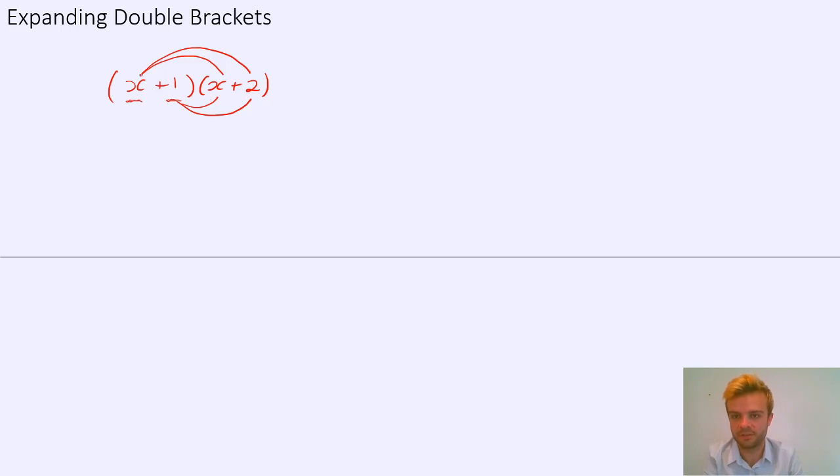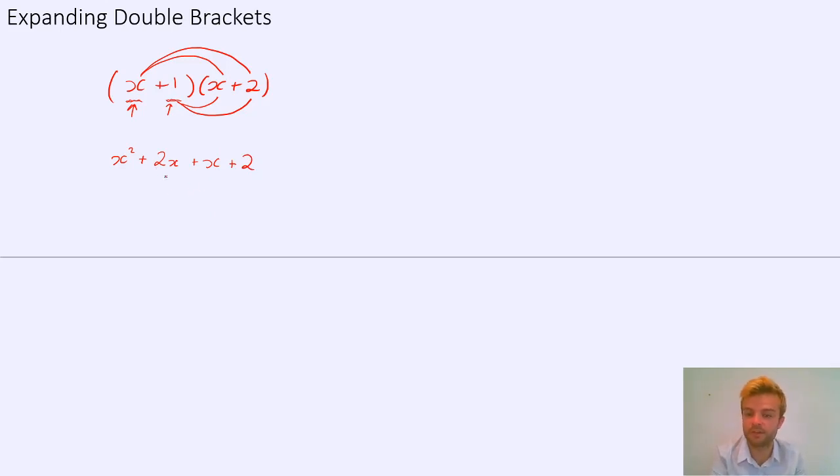So if we do this little line here first, x times x is x squared. We're then going to do x times 2. Well, x times 2 is 2x. And because we've got a positive x times positive 2, it's plus 2x. And then we're done with this first term here. We're finished with that, and we can move on to the 1 here. 1 times x is just x, or 1x, just x really. And then 1 times 2 is 2, and again it's all positive, so we've put a plus in there as well.